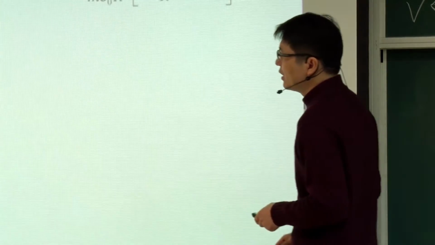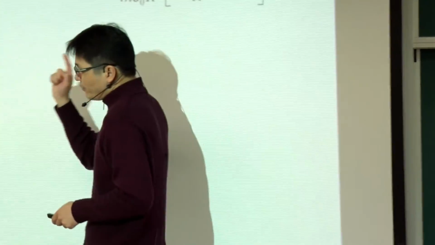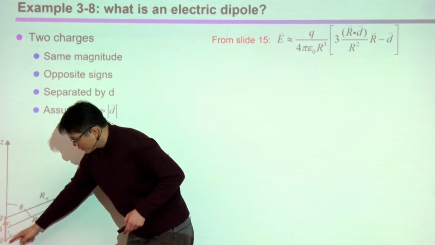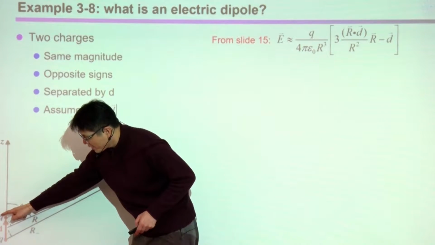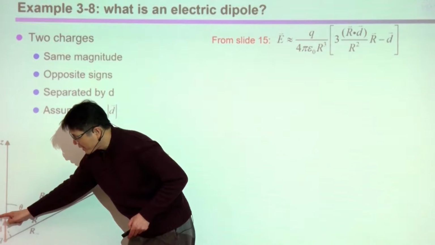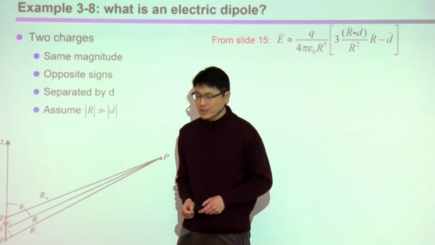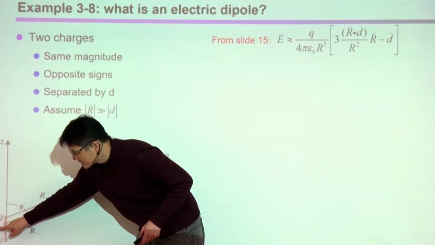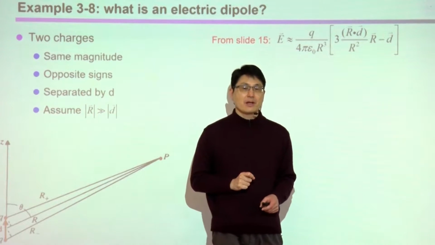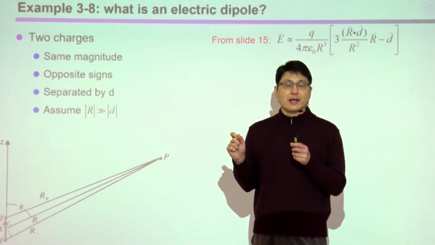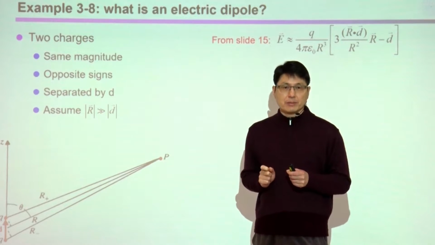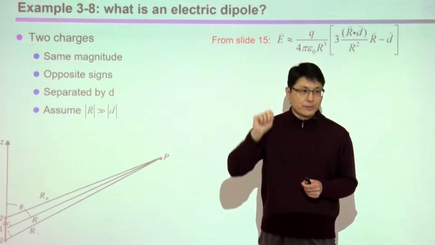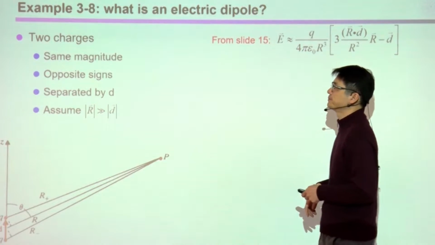Okay. Again, if we have two charges with the same amount of charge but different in sign, and they are somehow separated by a distance d, that is an electric dipole. Di means you have two, okay? Dipole.